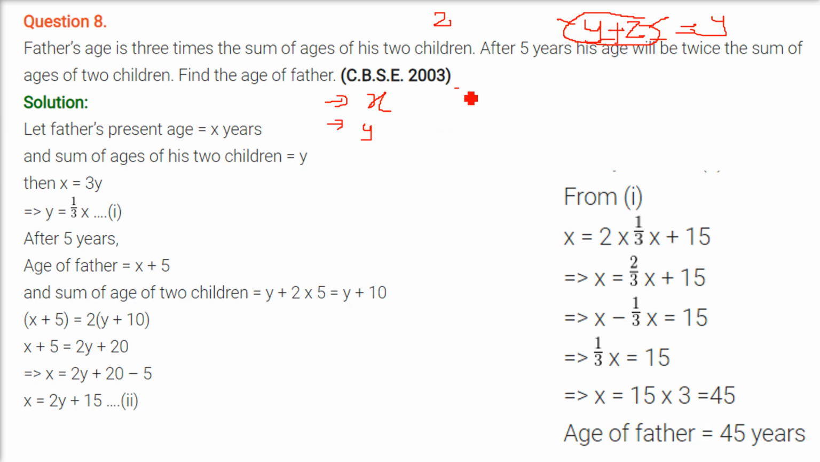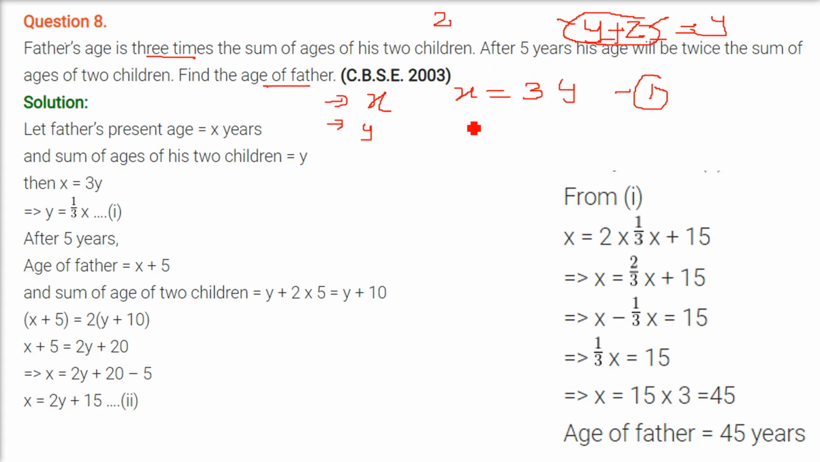So now x is equal to father's age, which is 3 times the sum of ages. So 3 times y. Y is what? Sum of ages of 2 children. This is our first equation. Why are we able to do this? Because we are only asked about the age of father. The second equation is after 5 years.